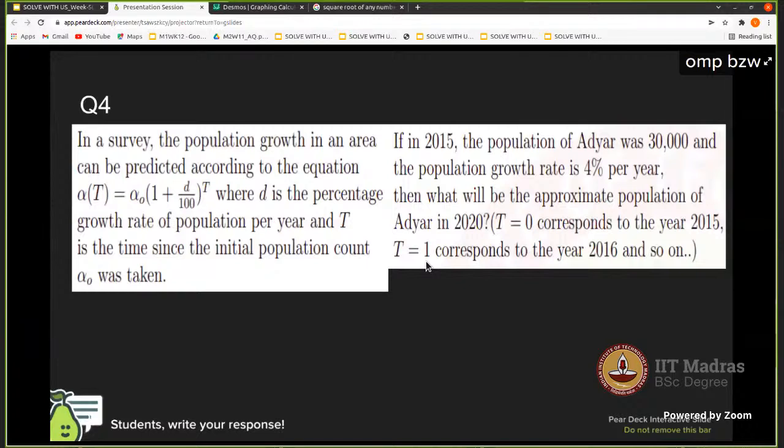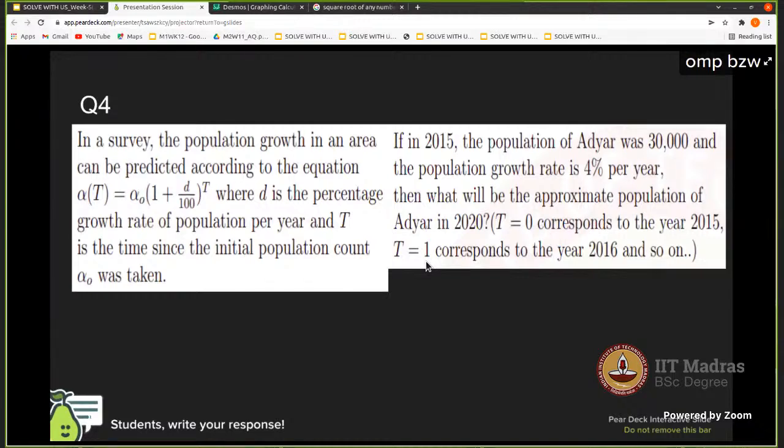So this is the fourth question we have. In a survey, the population growth in an area can be predicted according to this equation. This is the same equation, the same question which we did in question number 2. Alpha t, the population growth, is equal to alpha naught times 1 plus d by 100 to the power t, where d is the percentage growth of the population per year and t is the time taken since the initial population count alpha naught was taken. If in 2015 the population of Adyar was 30,000 and the population growth rate is 4% per year, then what will be the approximate population of Adyar in 2020?